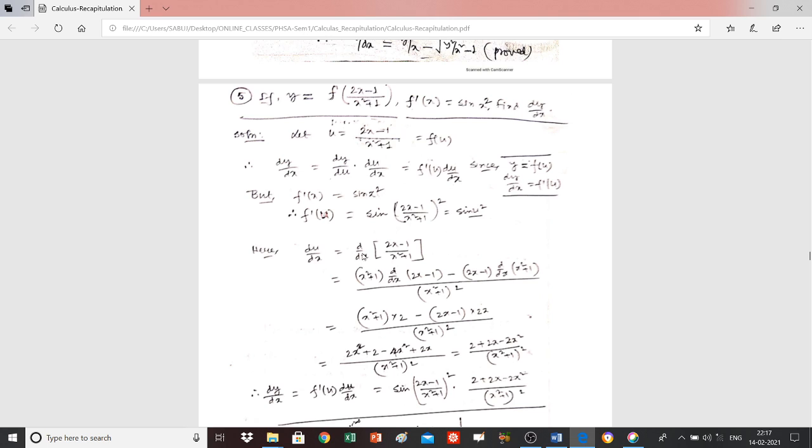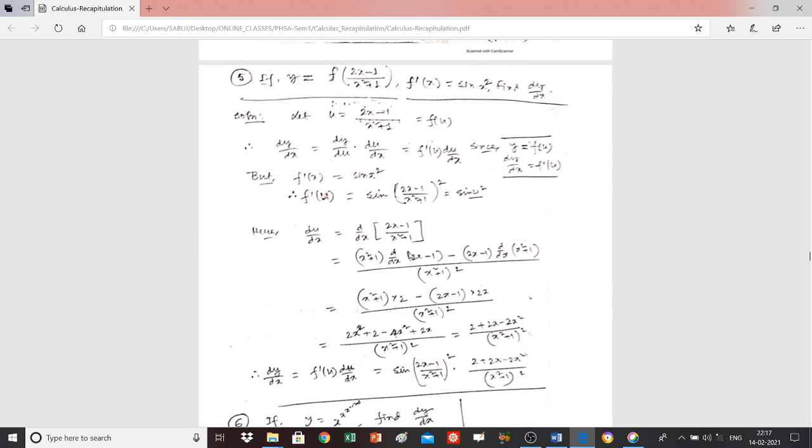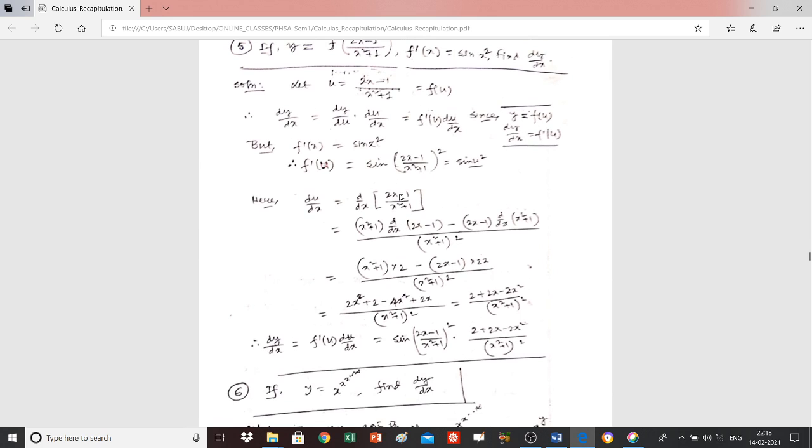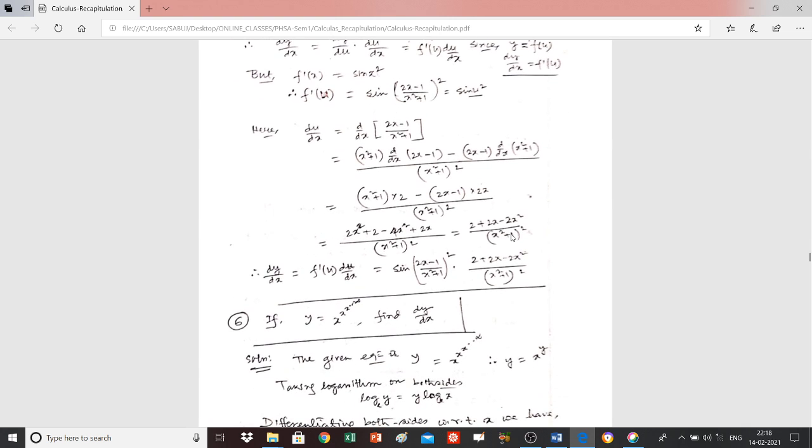So du by dx is d by dx of (2x minus 1) by (x square plus 1). So you know the required formula. First you keep the denominator as constant and differentiate the numerator, and after that keep 2x minus 1 as constant and differentiate the denominator term, divided by the denominator square, that is here. This is the simplification process, and just go through this, and after that you obtain that du by dx is equal to (2 plus 2x minus 2x square) by (x square plus 1) whole square. Just go through these lines, every step is carried out here.